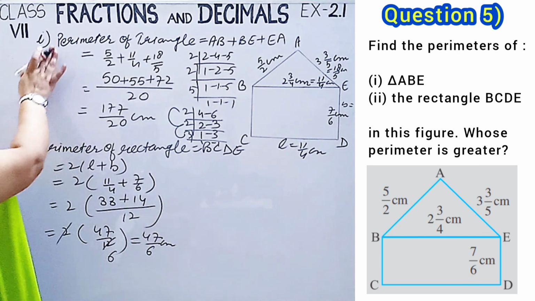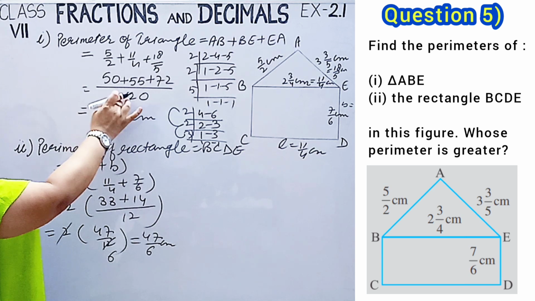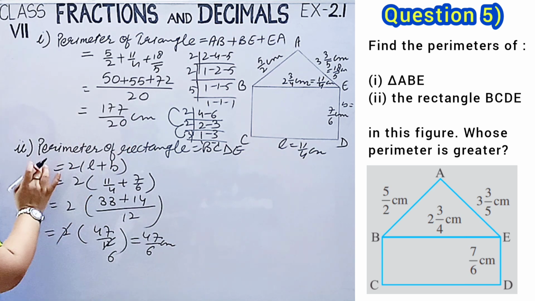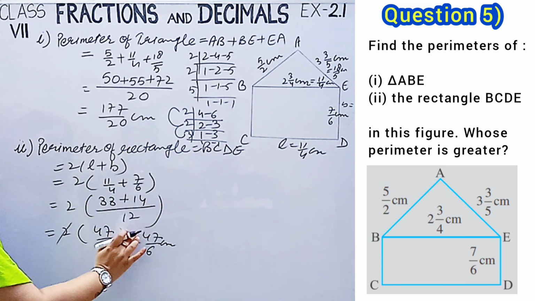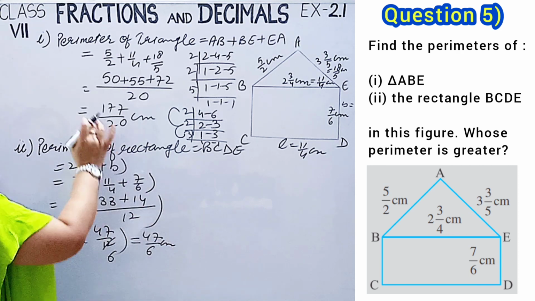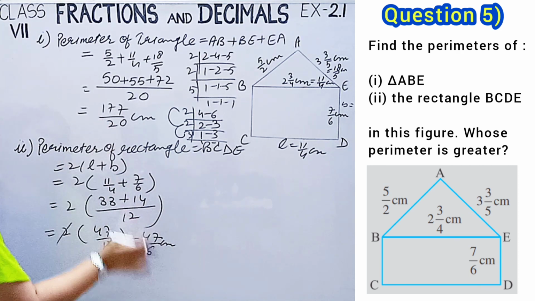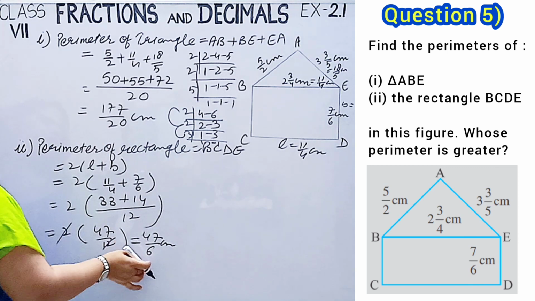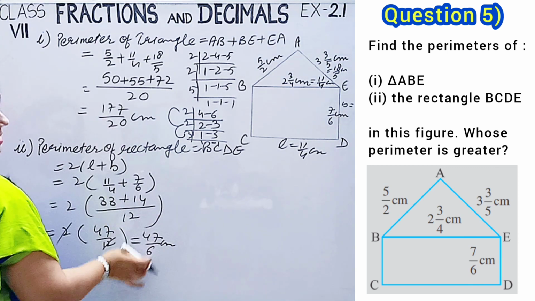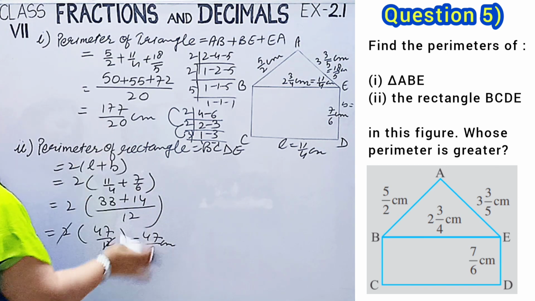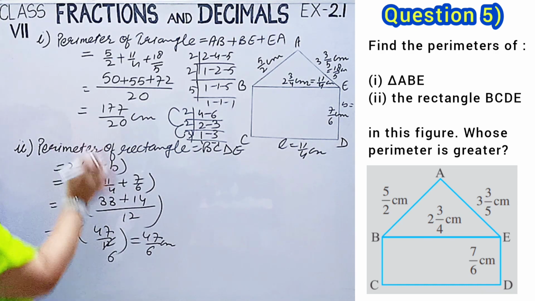So the perimeter of the triangle is 177 upon 20 centimeter and the perimeter of the rectangle is 47 upon 6 centimeter. Both are unlike fractions. So how to compare? To compare these two fractions, we have to take the LCM.